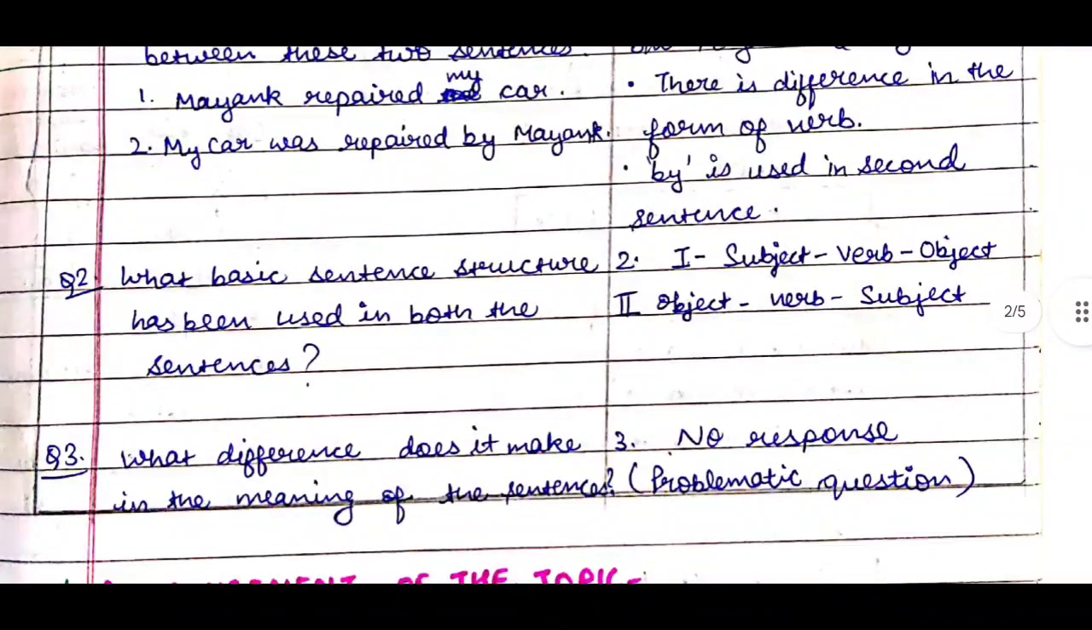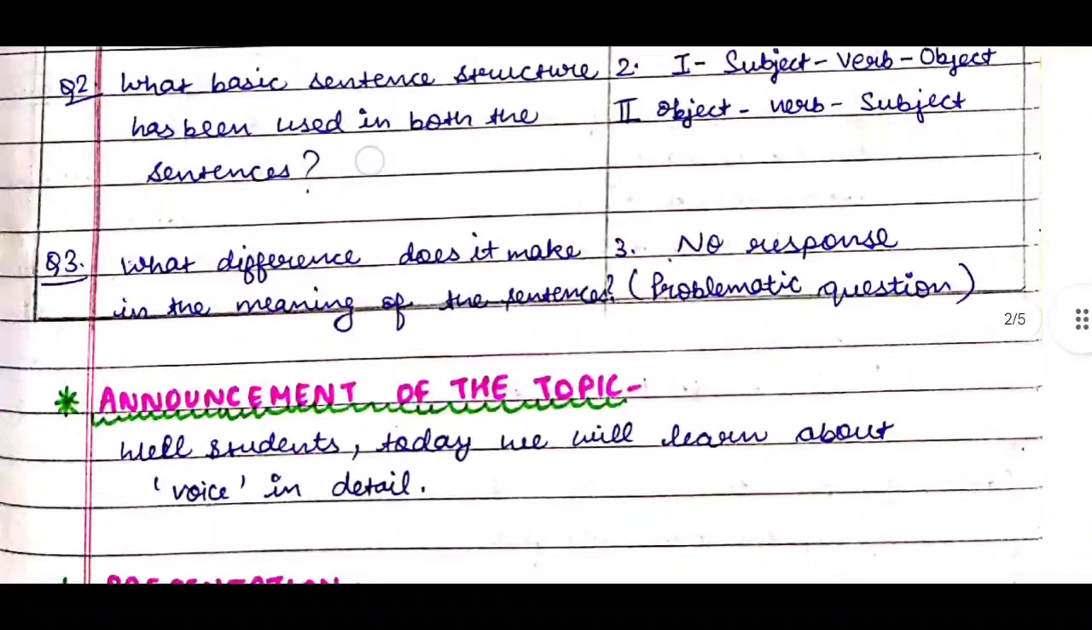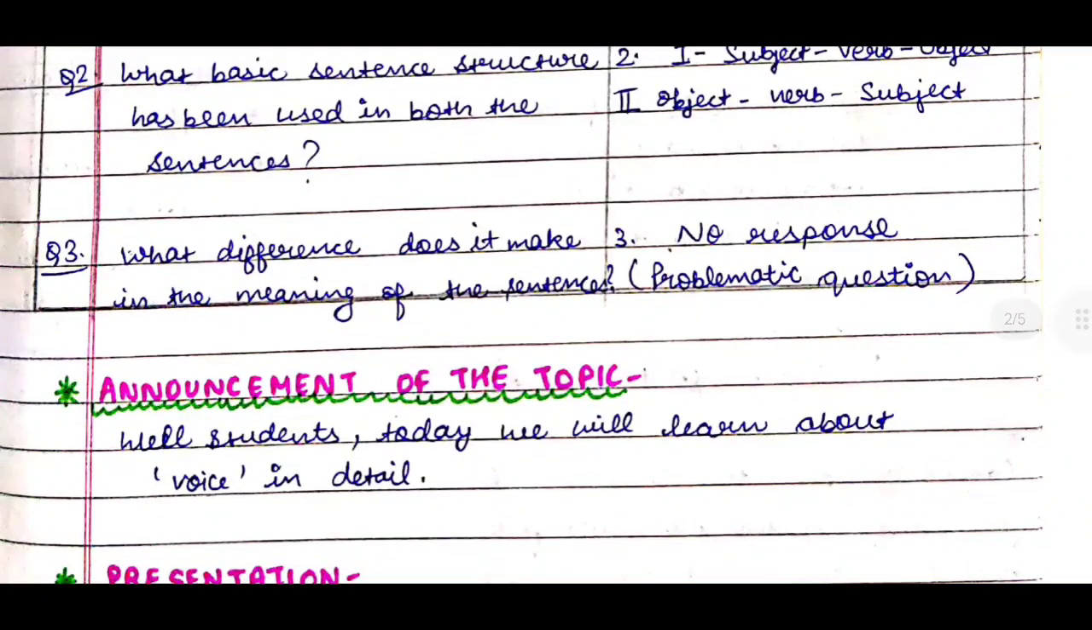Second question would be, what basic sentence structure has been used in both the sentences? So they'll say subject, verb, object, and in the second one, object, verb, subject, okay? Third question, we'll ask them, what difference does it make in the meaning of the sentence? So there would be no response, okay, because it is a problematic question that leads to the topic that we are going to teach.